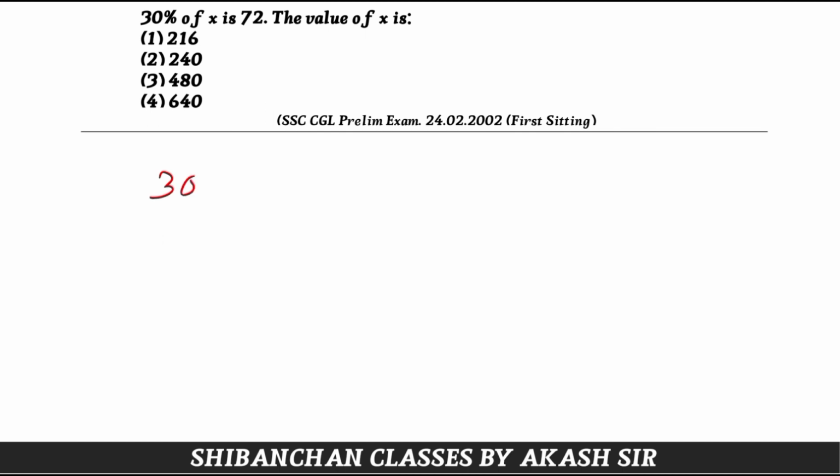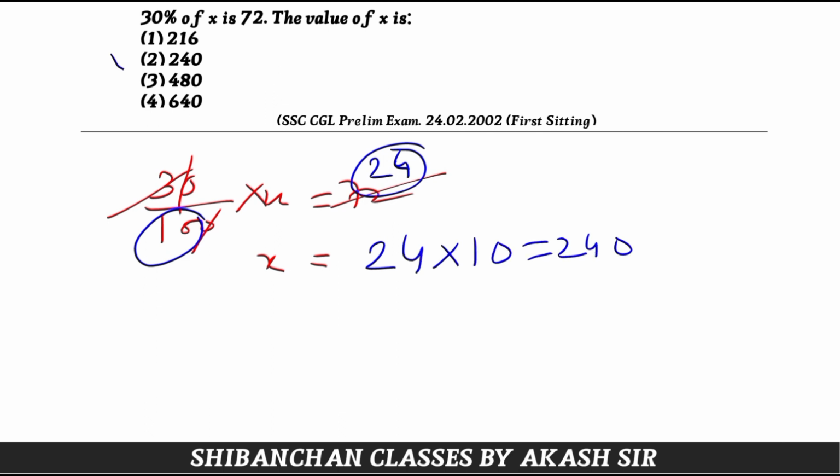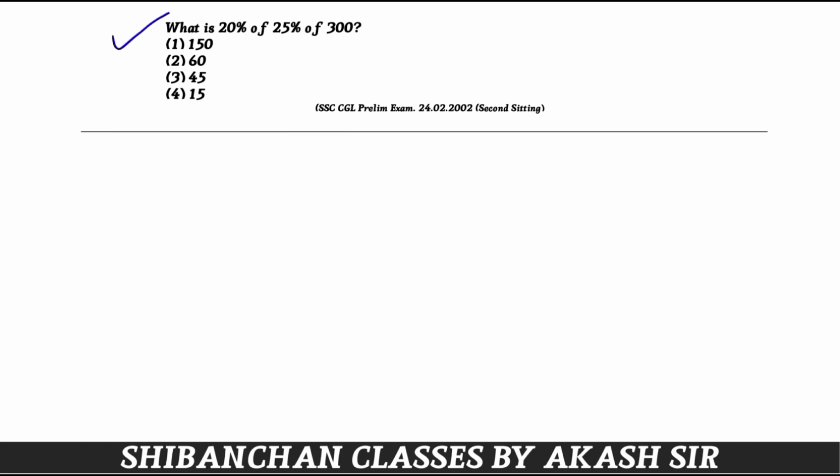Now this one, 30% of x is 72. 30% of x means 30 by 100 of x equals 72. Then what is the value of x? I hope you can easily find this. Cut 3 out, 72 by 3 gives us 24. Now 10 remains here, 24 here, that means x equals 24 into 10, that is 240. 240 is correct.